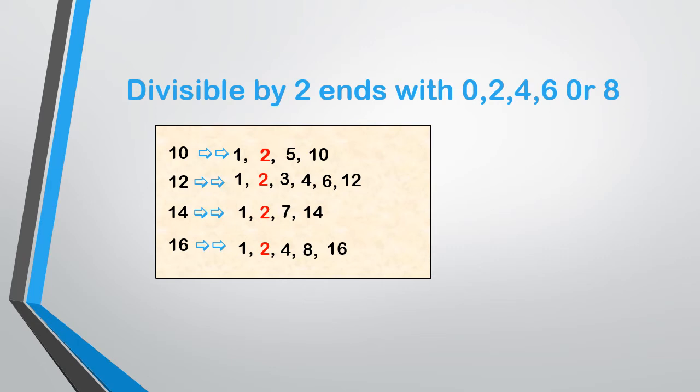Okay. So look at the remaining numbers. Okay, in these 4 numbers, 2 is common in all the numbers. So the common factor is 2.